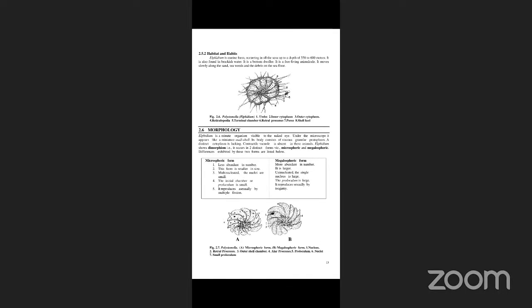It is usually present as a marine form, seen in marine water, especially at a depth of 550 to 600 meters under the sea. It is also seen in brackish water. It is called a bottom dweller because we see it at the bottom of the sea. It is a free living animalcule, meaning a small animal. It moves slowly along the sand, seaweeds, and debris of the seafloor. It is a very minute organism.